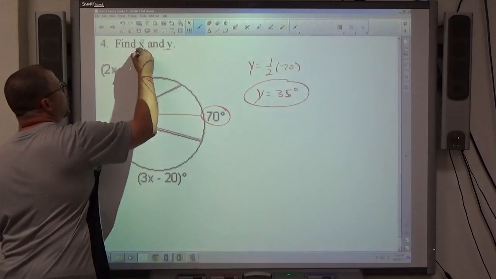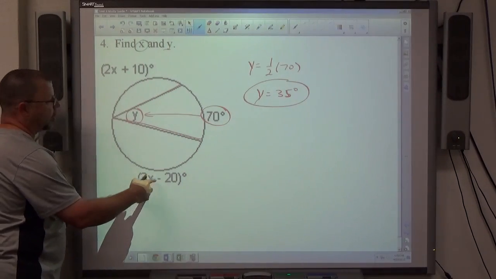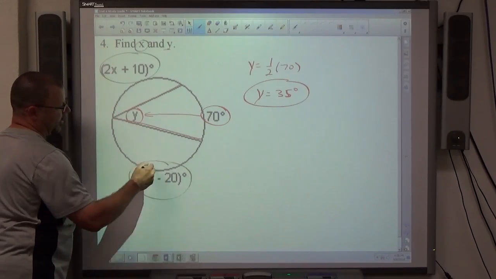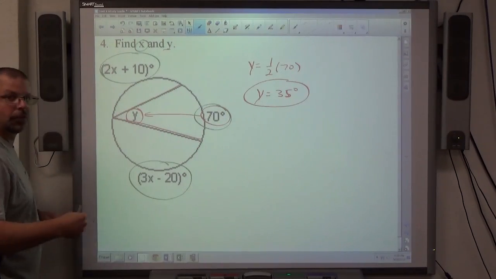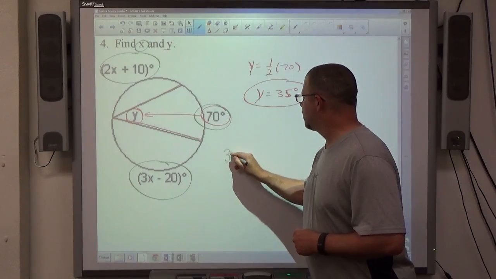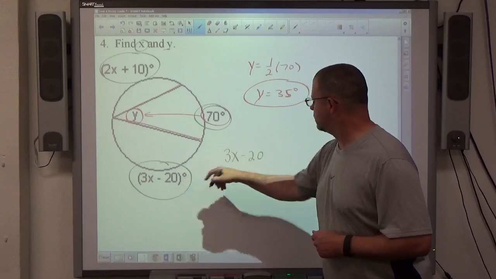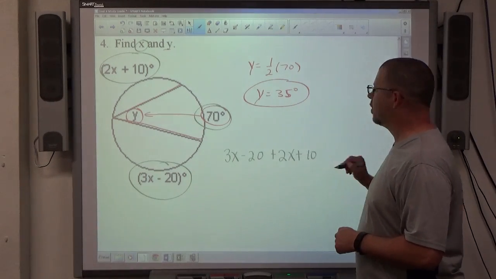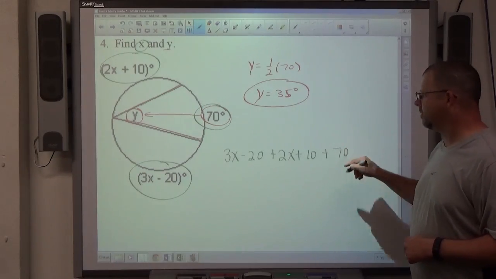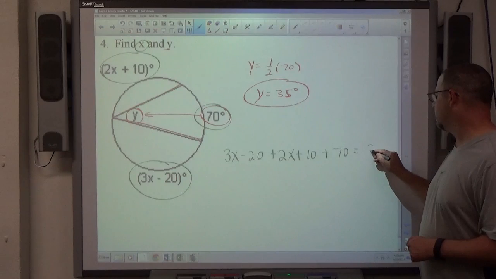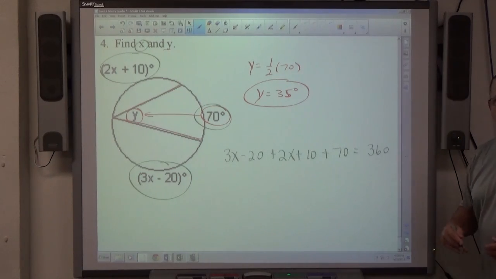As far as x is concerned, x is a part of an arc, and we got 70. This arc plus this arc plus this arc makes a whole circle, so they add up to 360 degrees. That's the rule. So 3x minus 20, the bottom arc, plus 2x plus 10, the top left arc, plus 70, arc over here. All three of those arcs together make the circle, so all three of those arcs add up to 360 degrees. That's the relationship that will happen on the test for x also.